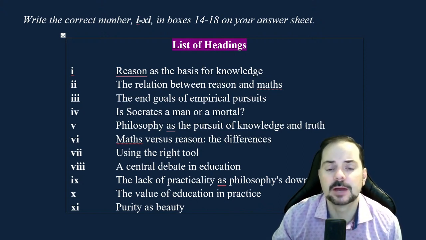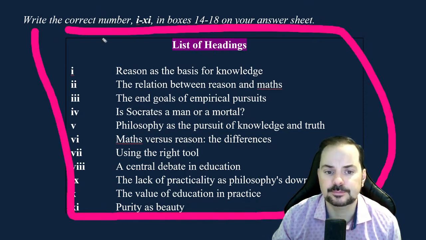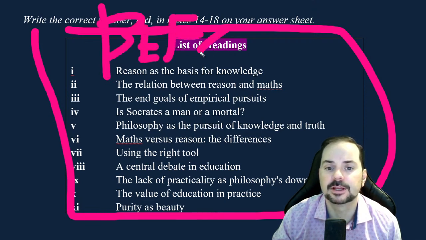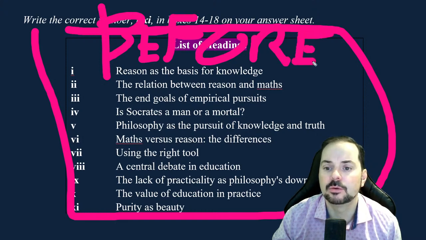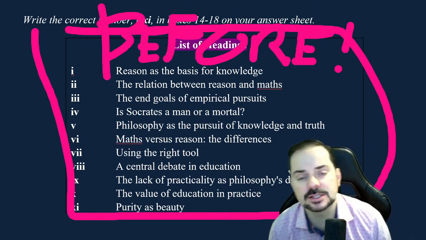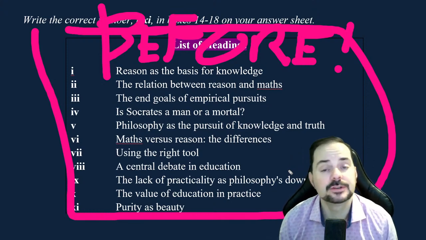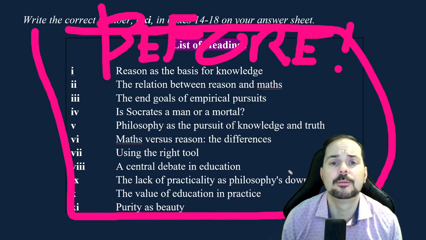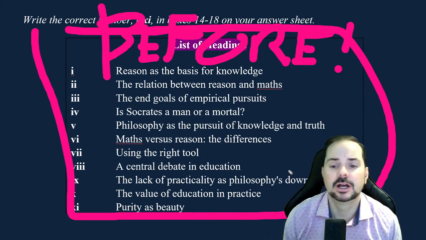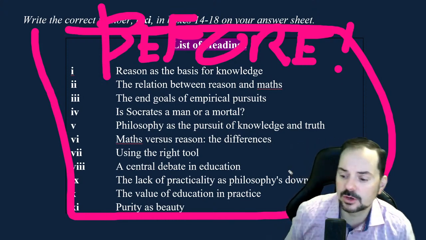Keep in mind that the list of headings questions are the only type of question that come before the passage. Multiple choice, true, false, not given, fill in the blanks, summary completion, all those other types of questions. There are 11 different kinds of questions in the reading. All 10 of the other ones come after the passage. This is the only one that comes before the passage. That's quite interesting, and there is a reason for that. So these are quite helpful.